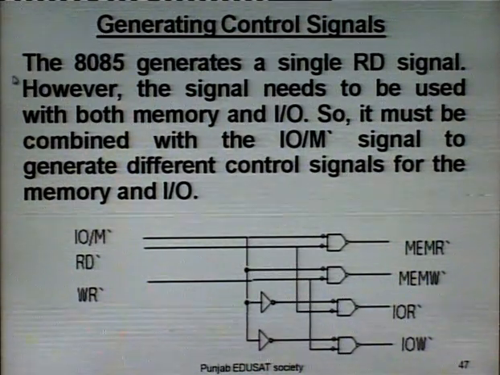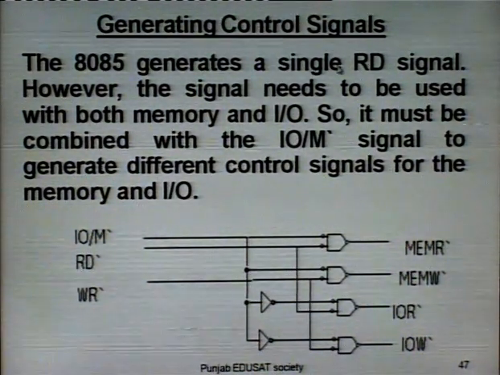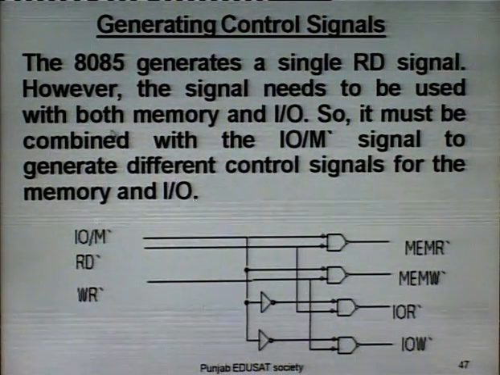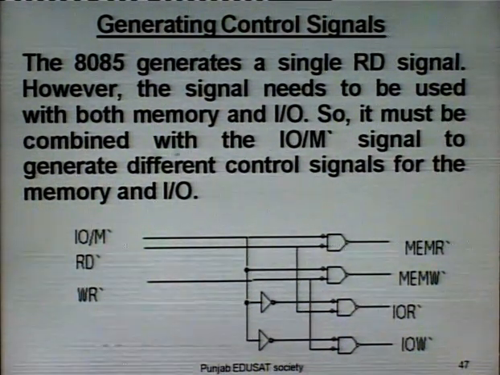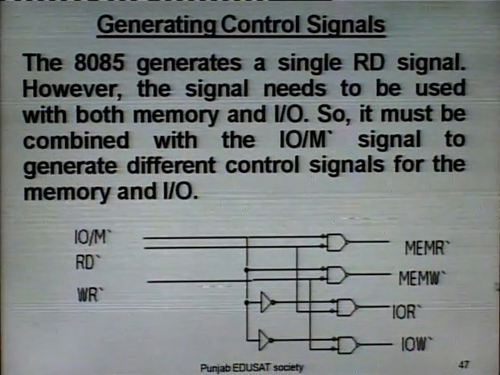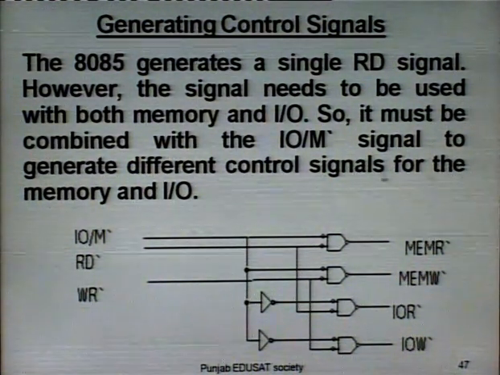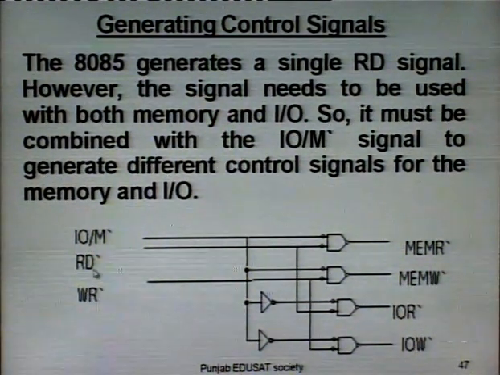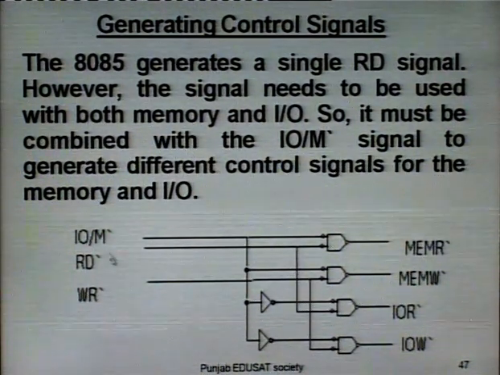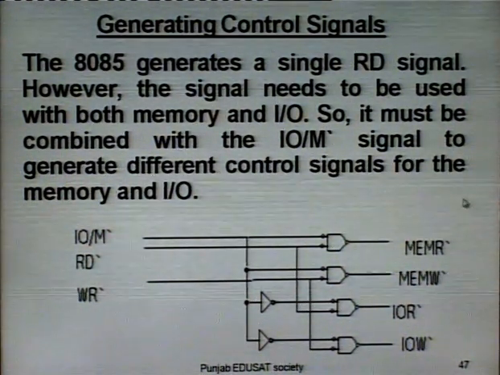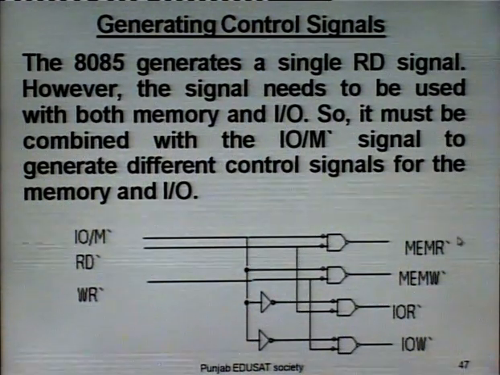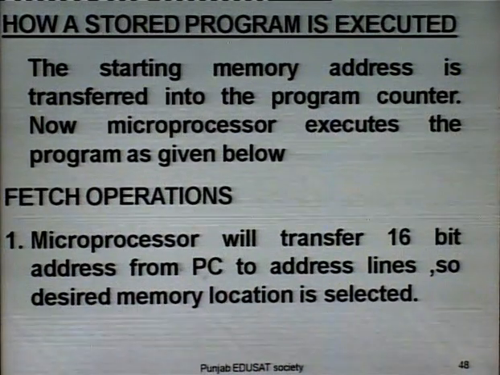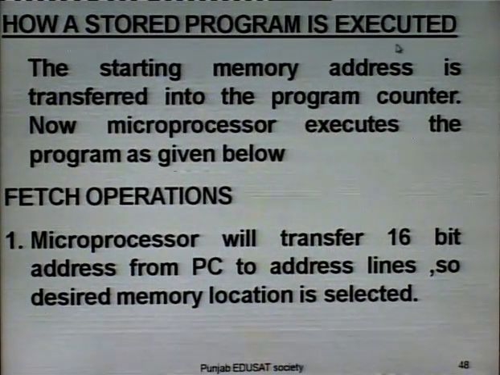Generating control signals. The 8085 generates a single read signal. However, the signal needs to be used with both memory and input output. So it must be combined with the IO/M signal to generate different control signals for memory and input output. Here from these 3 signals we generate 4 separate signals: memory read, memory write, input output read, input output write.